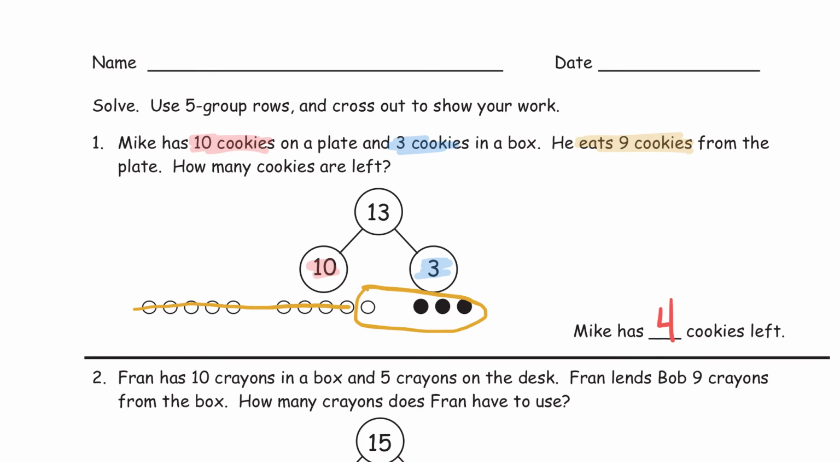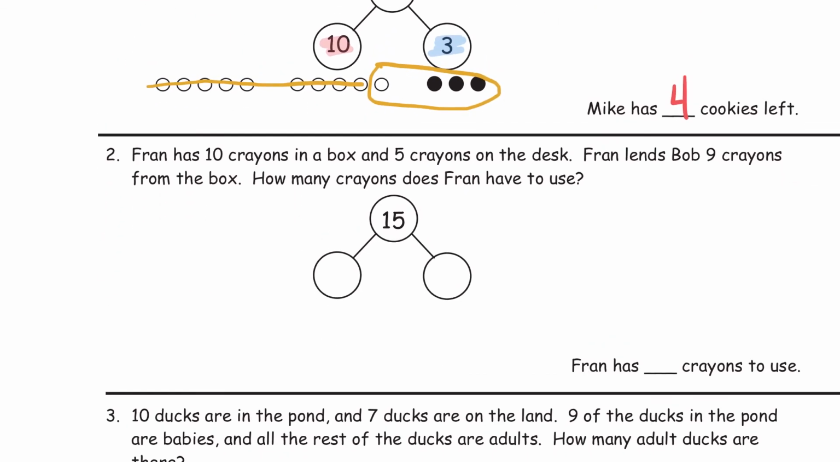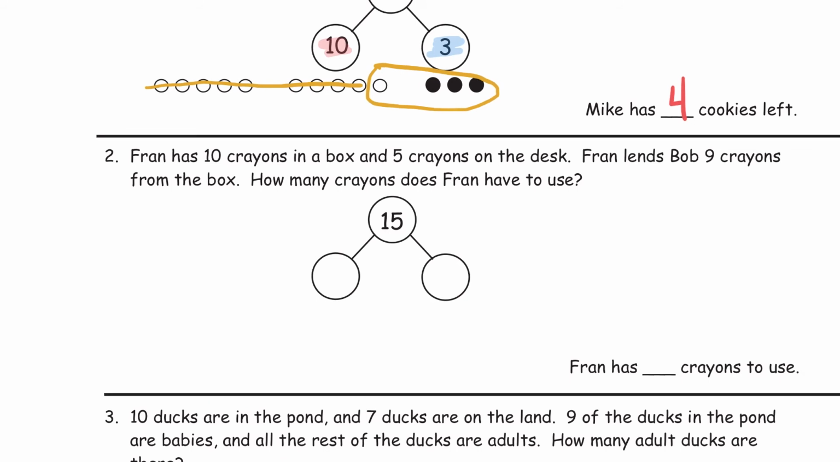Okay, let's take a look at number 2 and start on that one together. So on number 2, it reads, Fran has 10 crayons in a box and 5 crayons on the desk. Fran lends Bob 9 crayons from the box. How many crayons does Fran have to use? All right, so we've got the top of our number bond, our total amount filled in for us, but we need to put in our 2 parts here. So let's do that together.